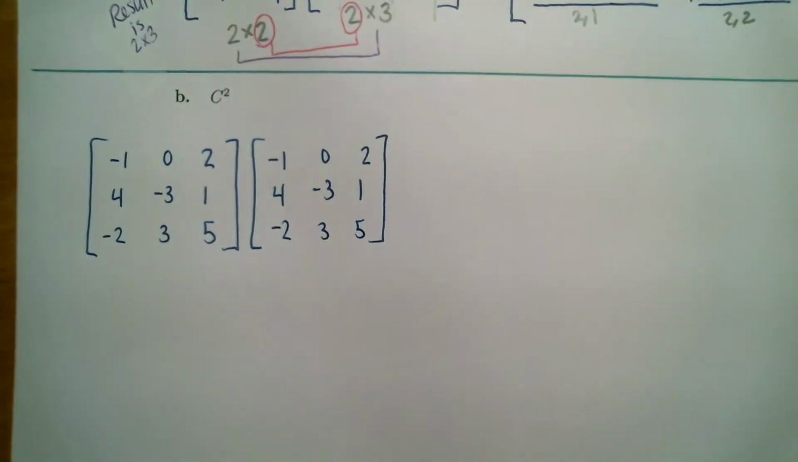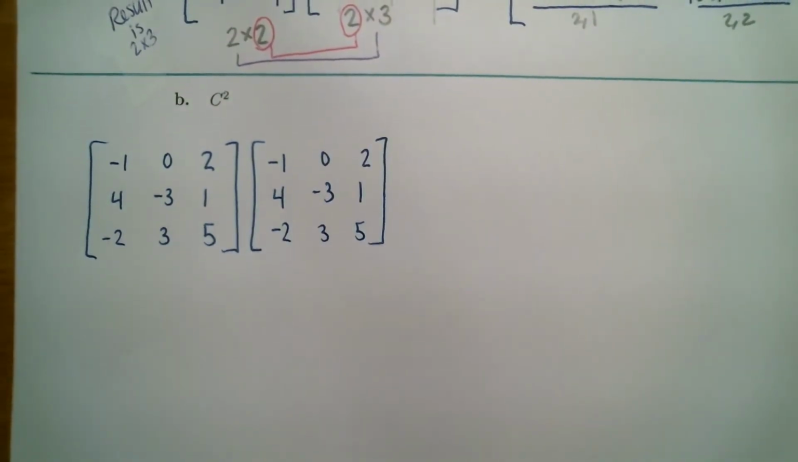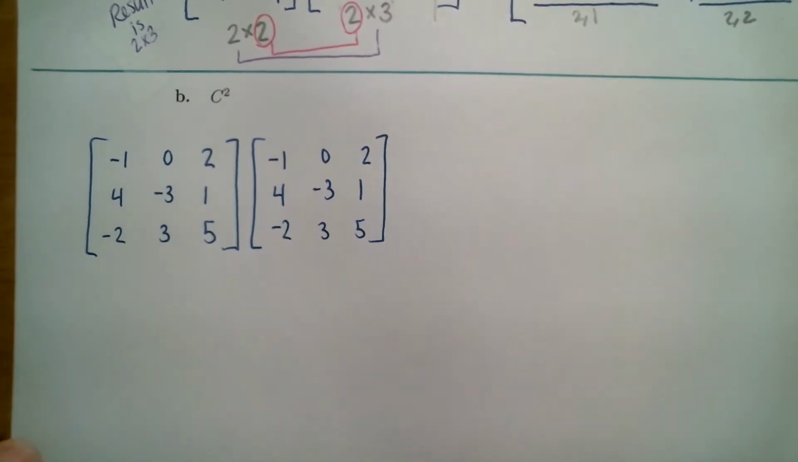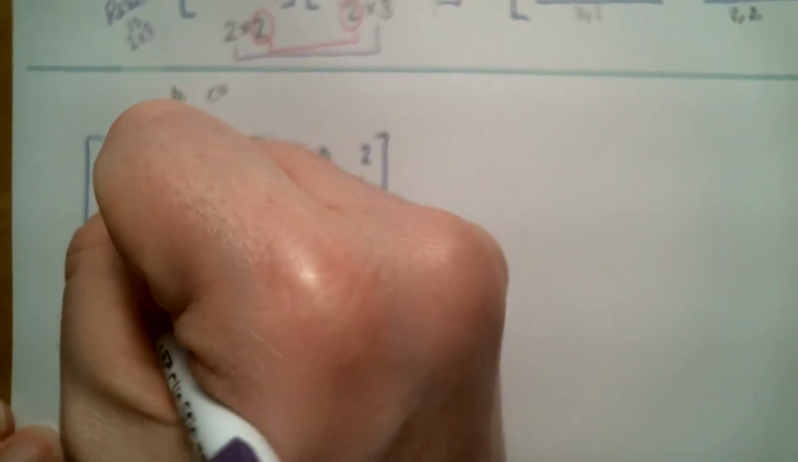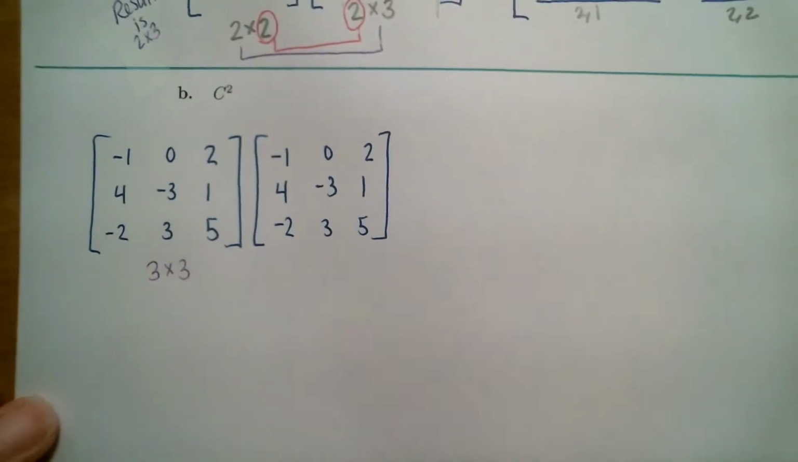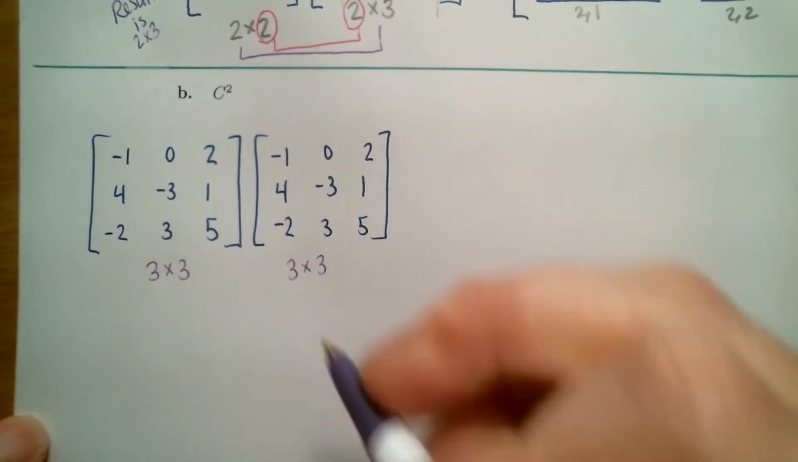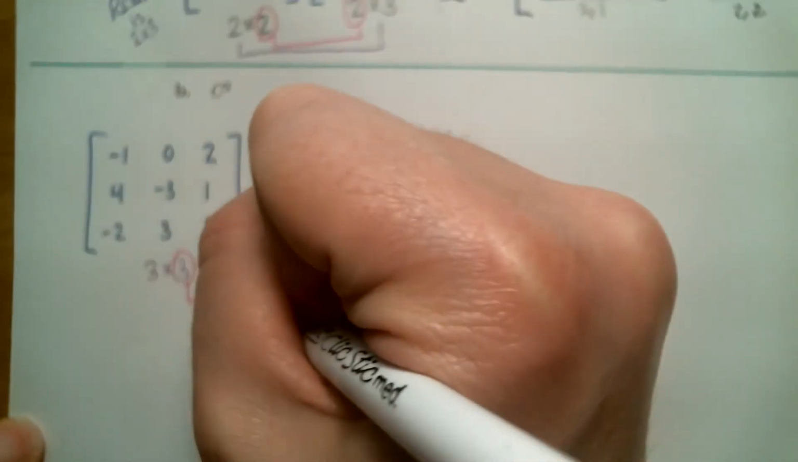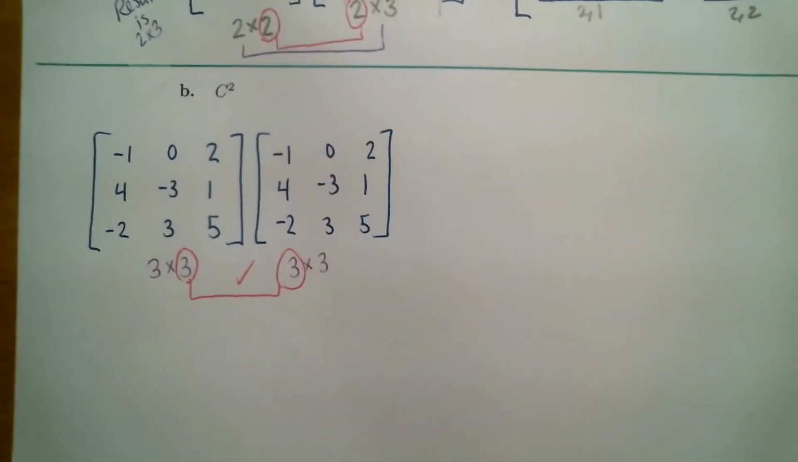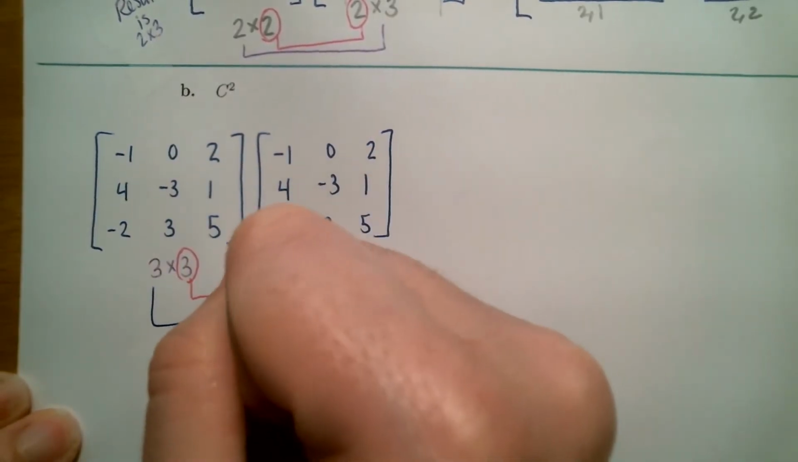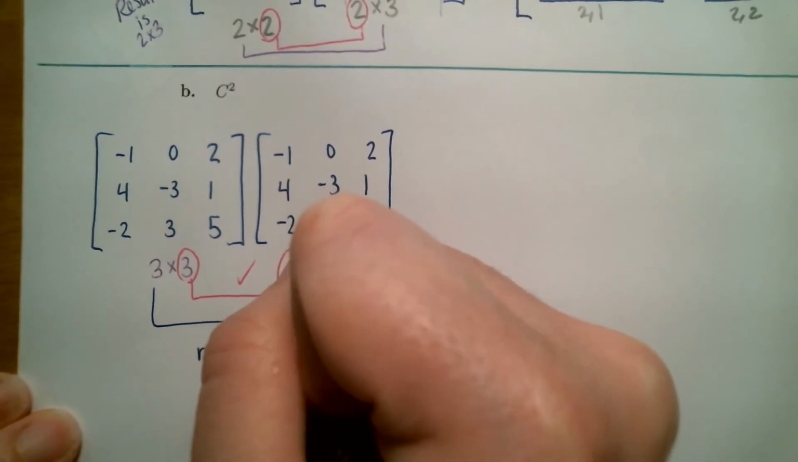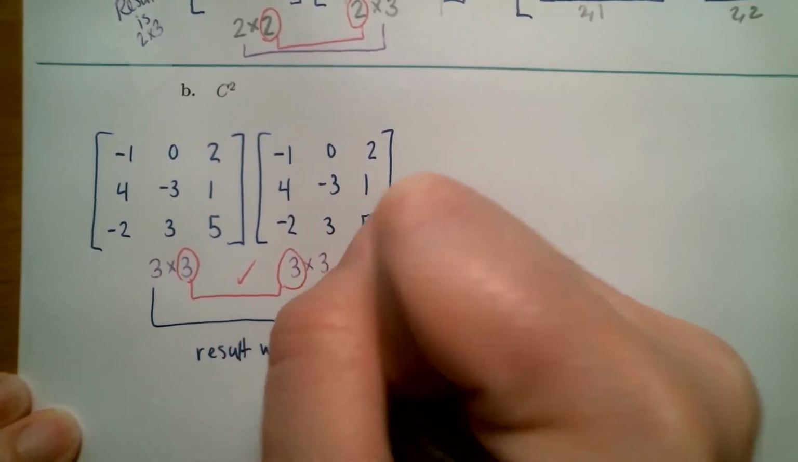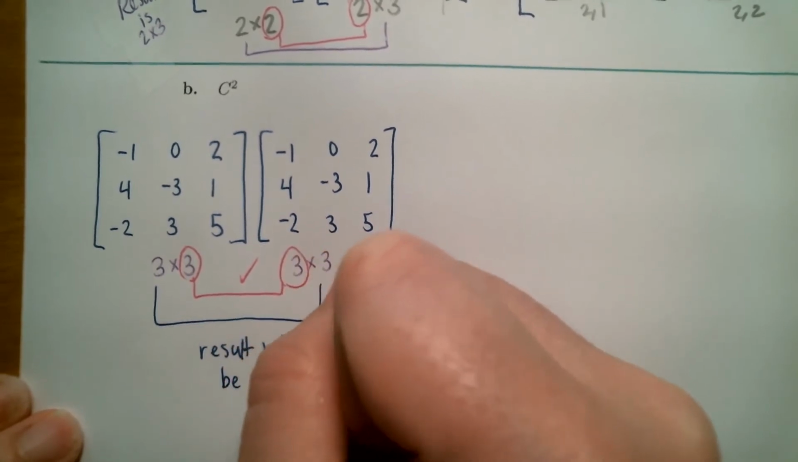First thing we need to check is to make sure we can actually do this. Let's write down our dimensions. C is a 3 by 3 matrix, 3 rows, 3 columns. They're the same matrix, so check the inner numbers. They match. That means you can multiply these matrices together, and the result will be a 3 by 3 matrix.